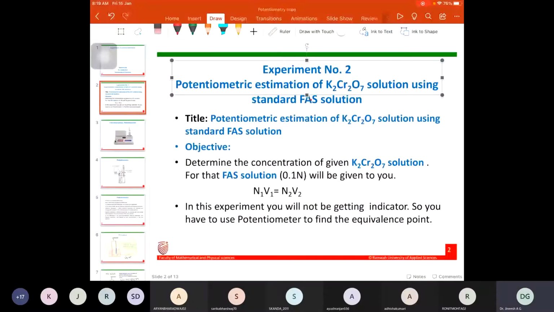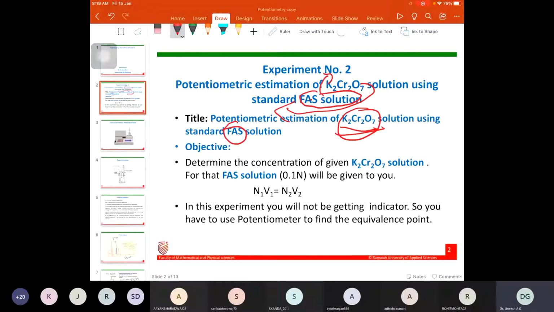The question is opposite: a potentiometric estimation of ferrous ammonium sulfate solution using standard potassium dichromate. So just opposite. We are not going to find the concentration of potassium dichromate. We are going to find the concentration of ferrous ammonium sulfate solution. For that, potassium dichromate solution with a known concentration will be given to you. Any doubt? No, sir. Okay, so I will change it right now.